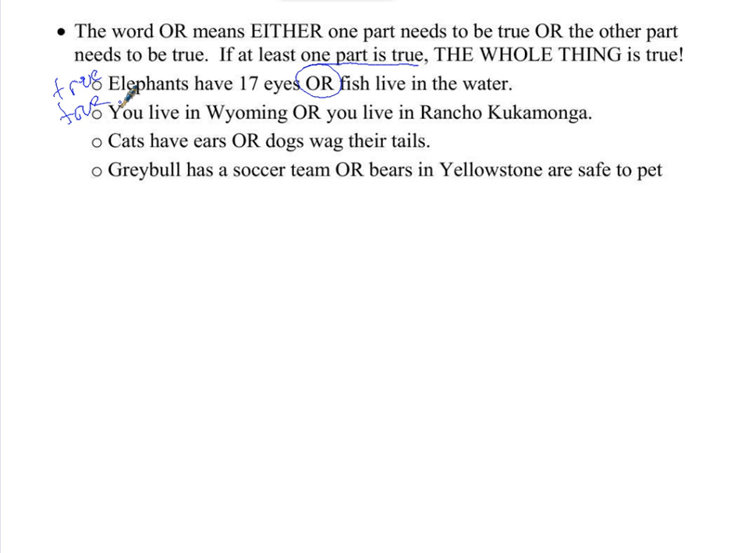All right, cats have ears or dogs wag their tails. Do cats have ears? Yes. Do dogs wag their tails? It didn't matter because the first part was true already, so the second part actually didn't even have to be true at all. But it is true. Both parts are true in this statement, so that's fine. The statement is already true. Grable has a soccer team, or bears in Yellowstone are safe to pet. Does Grable have a soccer team? No. Are bears in Yellowstone safe to pet? No. If you're from other states, probably people think that they are, but no, they're not safe to pet. This is false.